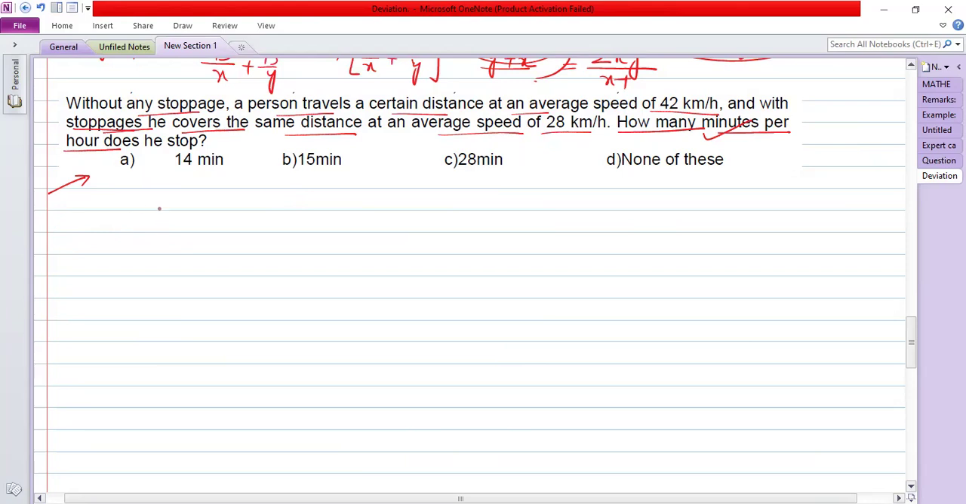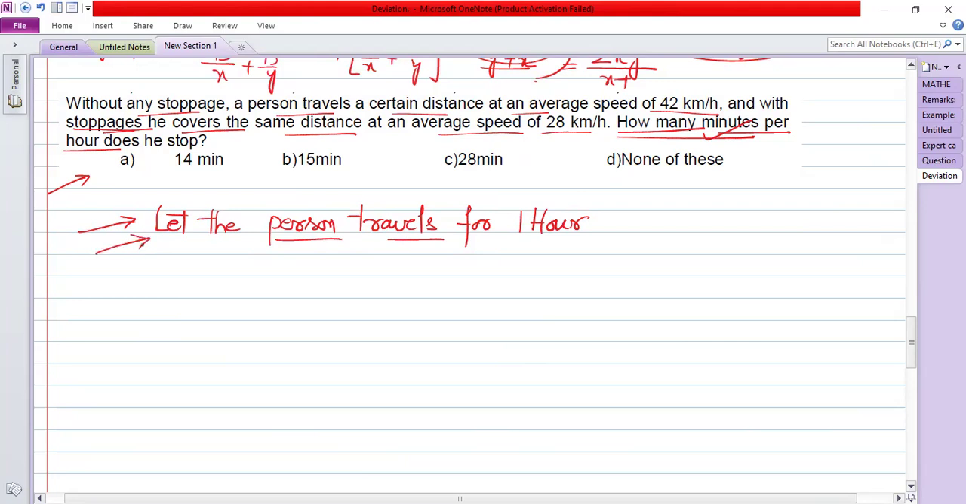So what we assume is, let the person travel for 1 hour. Why am I starting with this, that the person travels for 1 hour? Because we have to calculate how many minutes per hour does he stop. Okay, so that's why I'm starting with this.